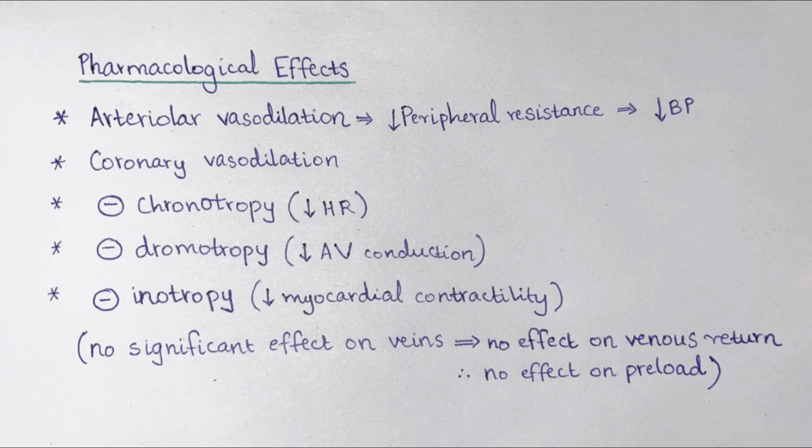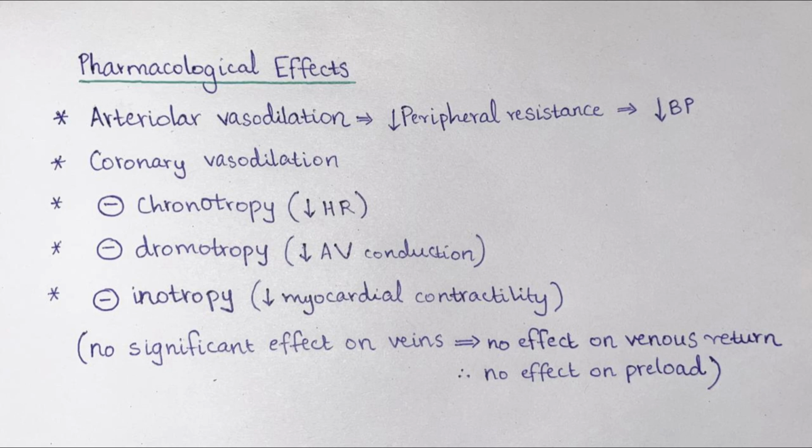Coming to the pharmacological effects of calcium channel blockers, they cause vasodilation. Arteriolar vasodilation will decrease the peripheral vascular resistance, so the blood pressure will fall. They also cause coronary vasodilation. On the heart, they have negative chronotropic effect, that is, they decrease the heart rate; negative dromotropic effect, that is, they decrease the AV conduction; and negative inotropic effect, that is, they decrease myocardial contractility.